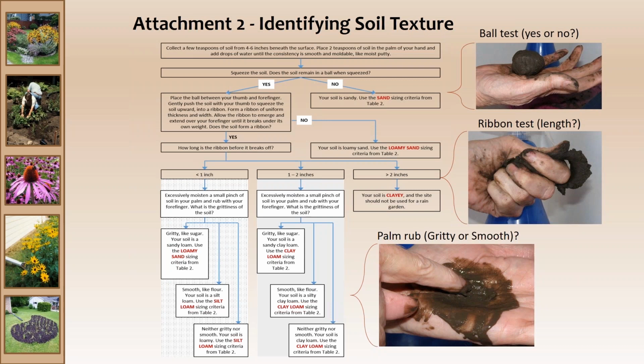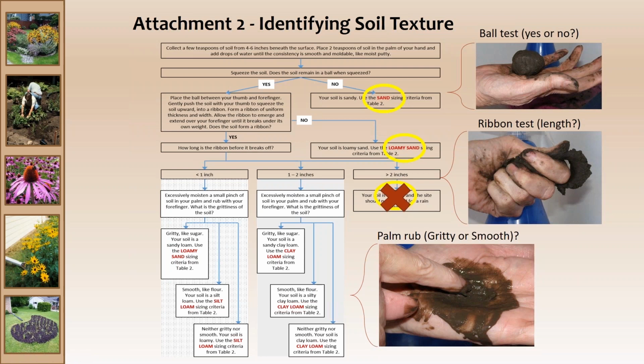And if you cannot make a ball, then your soil is sand. If you can, the next test is to do a ribbon test. If you cannot make a ribbon, then it's a loamy sand. If you can make a ribbon, such as the one on the right here, but it's over 2 inches long, then it's a clay soil, and it's really not a good site for a rain garden. So that'll pretty much rule that site out.